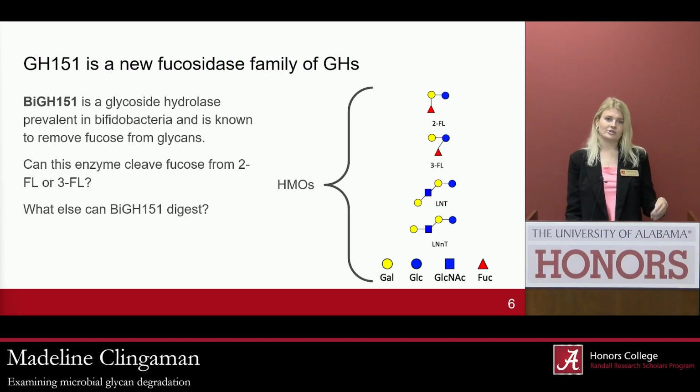So within bifidobacteria, what breaks down glycans? GH151 is a new fucosidase family of glycoside hydrolases. This means that it cleaves fucose off of a glycan. GH151 is found in bifidobacteria, and it is known to remove fucose from glycans, like I mentioned. So the question is, can this enzyme cleave fucose from 2FL or 3FL, which are human milk oligosaccharides? And also, what else can BIGH151 digest?